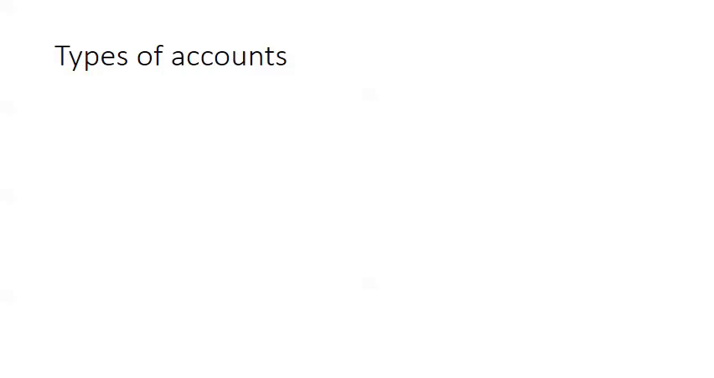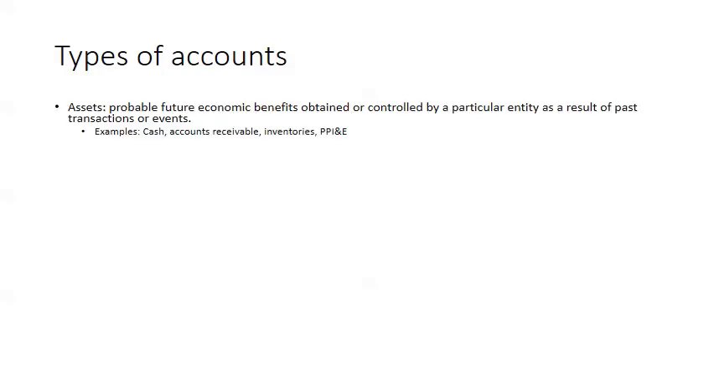The next important thing to remember is the types of accounts. For example, we have assets. Assets, the official definition: probable future economic benefits obtained or controlled by a particular entity as a result of past transactions or events. Examples are cash, accounts receivable, inventory, property, plant, and equipment, investments, that kind of thing. All right, so those are all assets. What are they? Probable economic benefits that we're going to get in the future. But a working definition is things that we own.